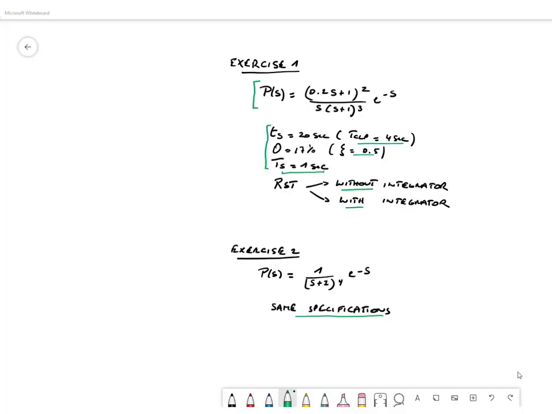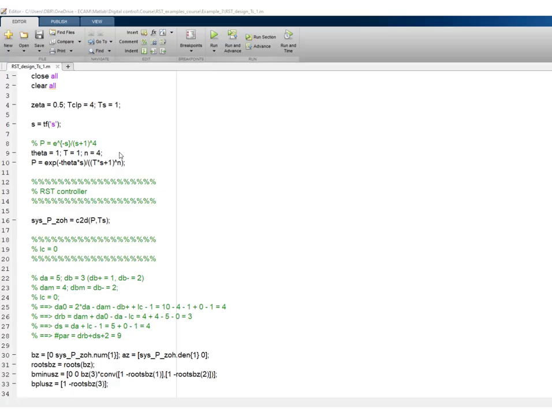So what we'll do now, we'll take the second system, 1 over (s plus 1) to the power 4 times the exponential of minus s, and we'll use the same specifications as before. You should be able by now to do this design by yourself, so try first and come and have a look if you end up with problems or if you succeed and if you want to compare.